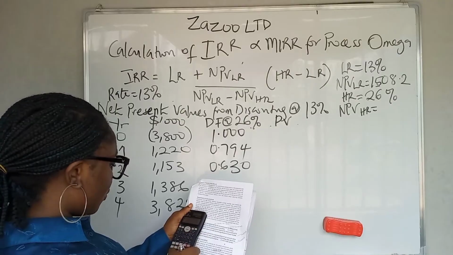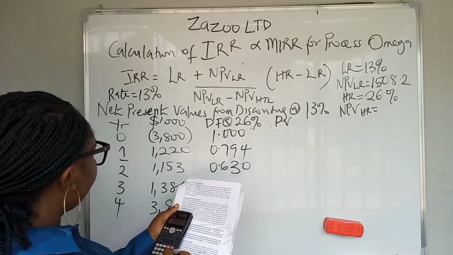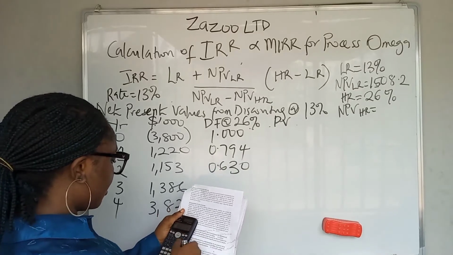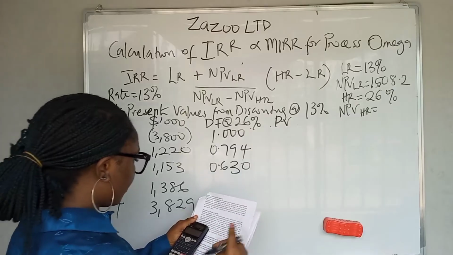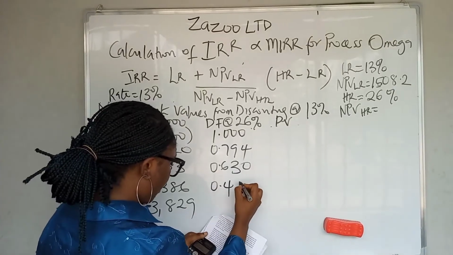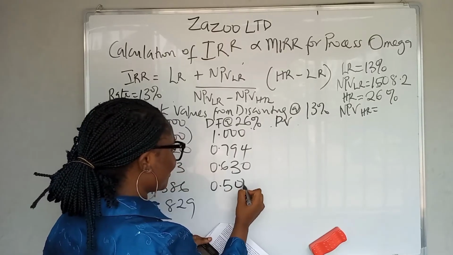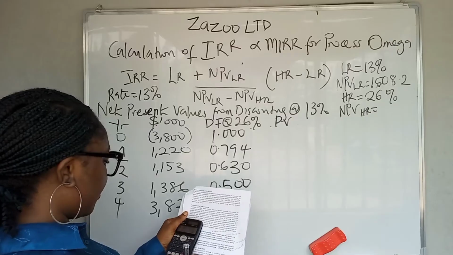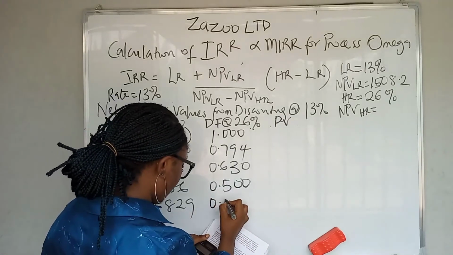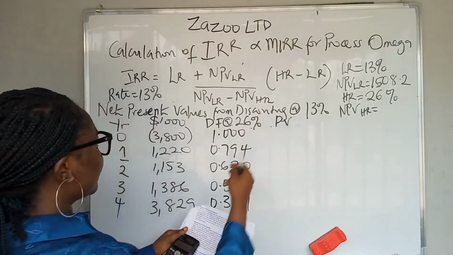1.26 raised to power minus 3. So for year 3, you have 0.49999. That's 0.500. 1.26 raised to power minus 4, for year 4 you have 0.397. Okay, so let's get our present values.